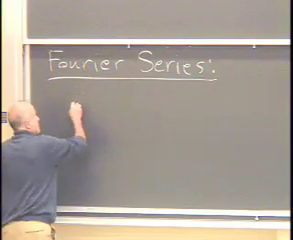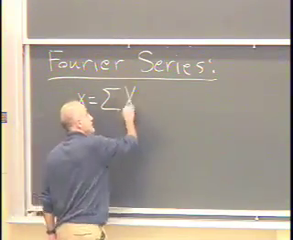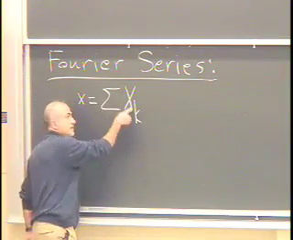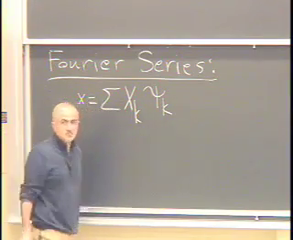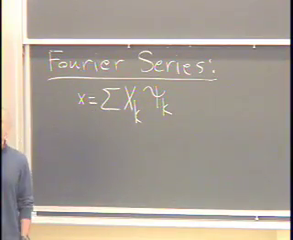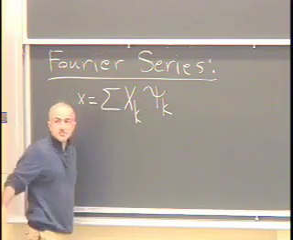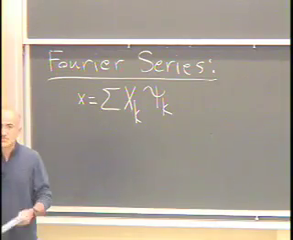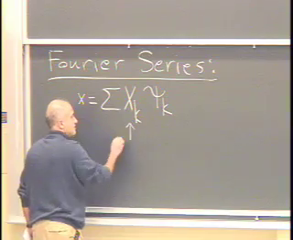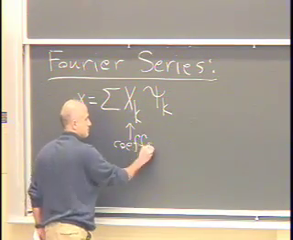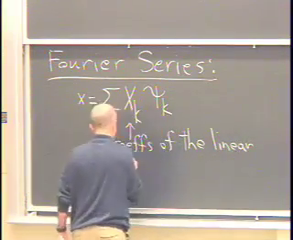We have a signal, x. We want to represent it as a linear combination of a bunch of functions. And I'm deliberately using the notation that you use for vectors. I'm keeping the n dependence out of the picture for now. Okay? So these are the coefficients of the linear combination.